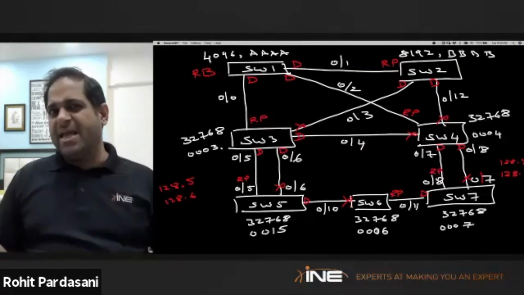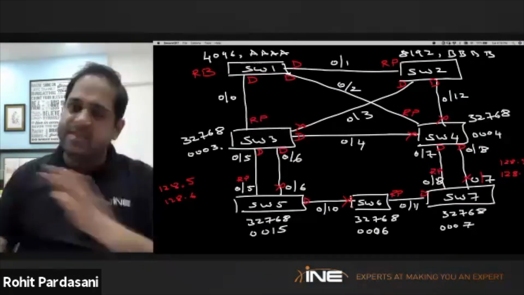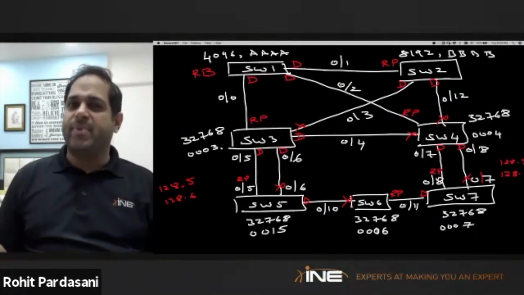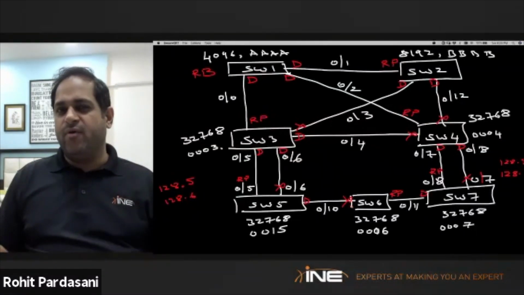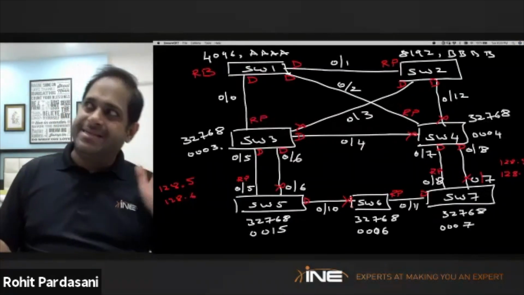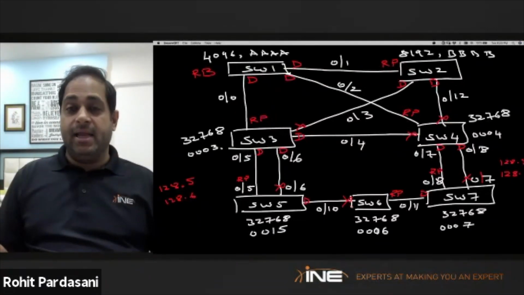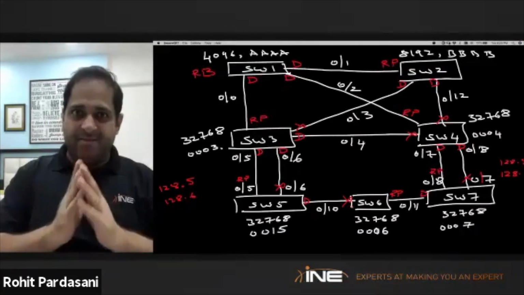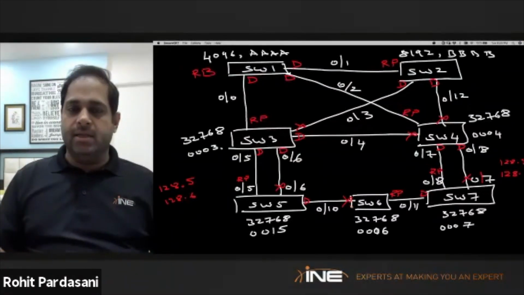Now, PVST is significantly different. All the selection criteria is pretty much the same, whether it's PVST or rapid PVST or even MST. The only difference is from the perspective of the topology change notifications. In PVST, you're basically sending the topology change notification towards the root bridge. And in rapid PVST, you're actually sending it everywhere. That's why the convergence is much faster in rapid PVST.